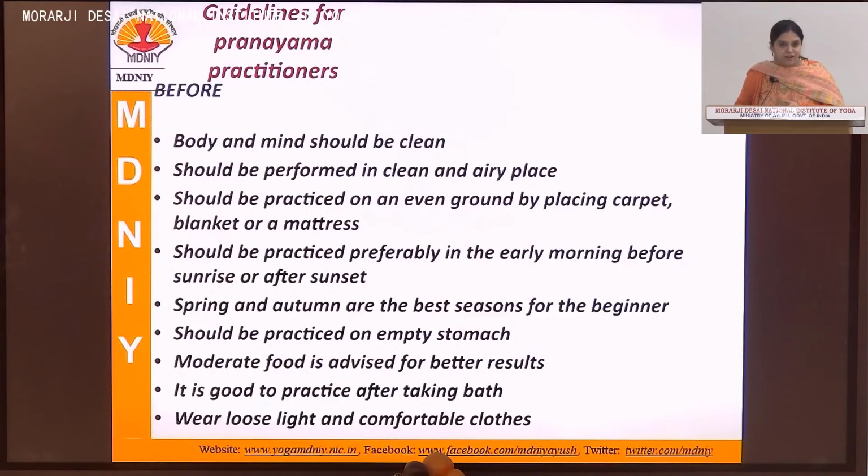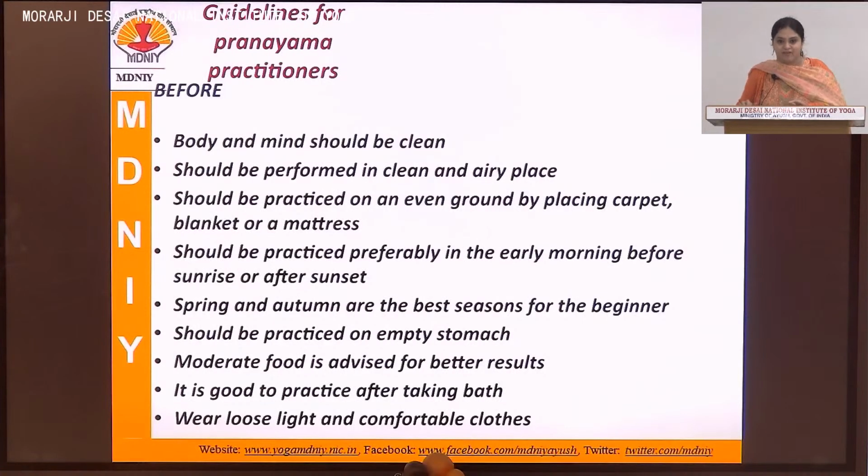This is for general people, otherwise it should be done 4 times in the day for spiritual aspirants. And the season, as I have already told you, spring and autumn are the best for beginners, and advanced practitioners can do it in any season, but beginners should start in the right season. And moderate food is advisable, this is highly advisable, otherwise it will interfere in your sadhana. And it is good to practice after taking a bath, you will feel better, you will feel fresh, and you should wear loose and comfortable clothes. This is also very important.